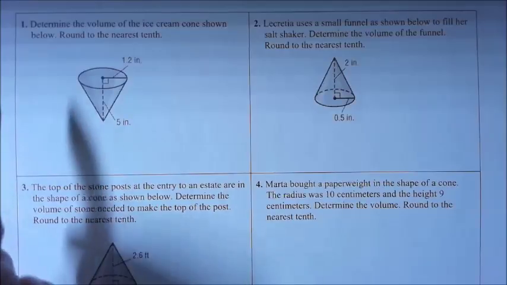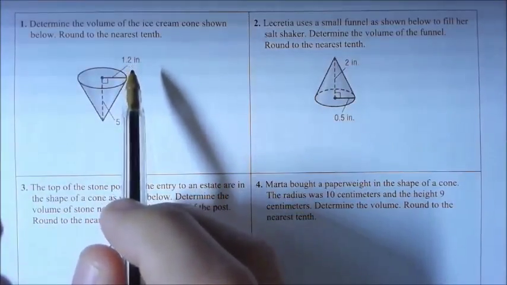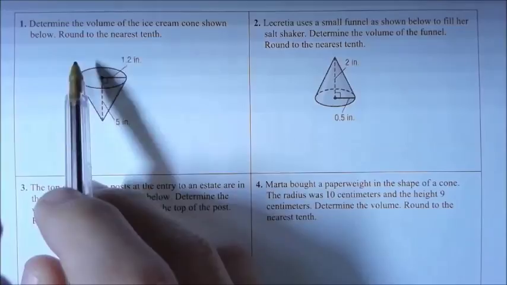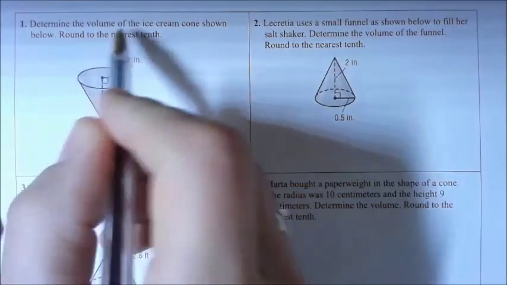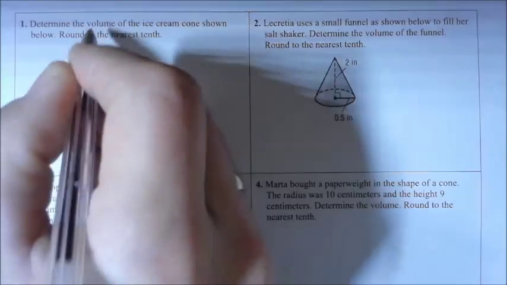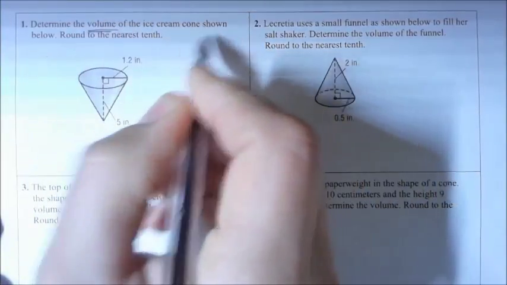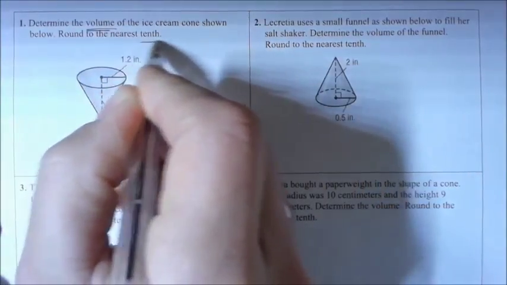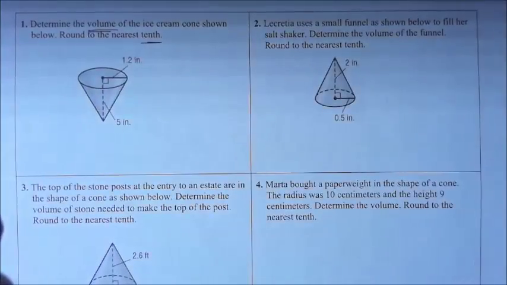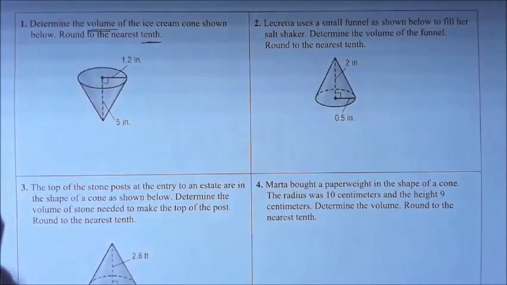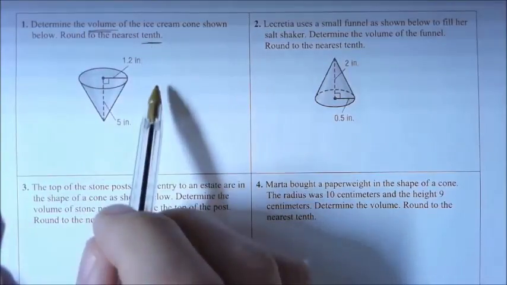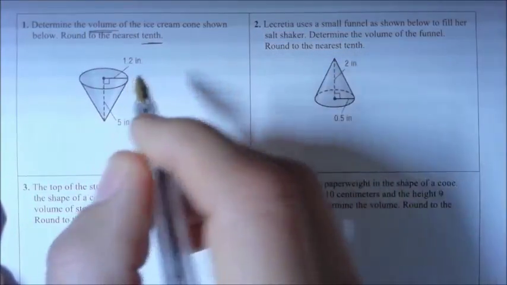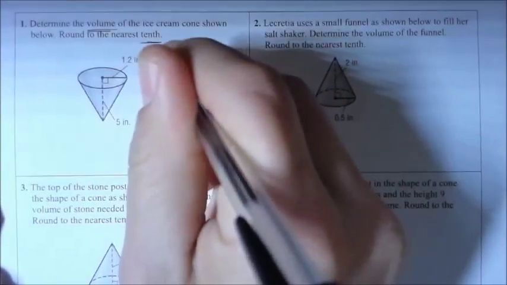Number 1 says, determine the volume of the ice cream cone shown below and round to the nearest tenth. So we're going to determine the volume of the ice cream cone below and round to the nearest tenth. There's no numbers given, so we don't do any boxing. We're just underlining our key words, and so we know we're finding a volume, and we know we're going to round it to the nearest tenth. So with that said, let's write our formula.